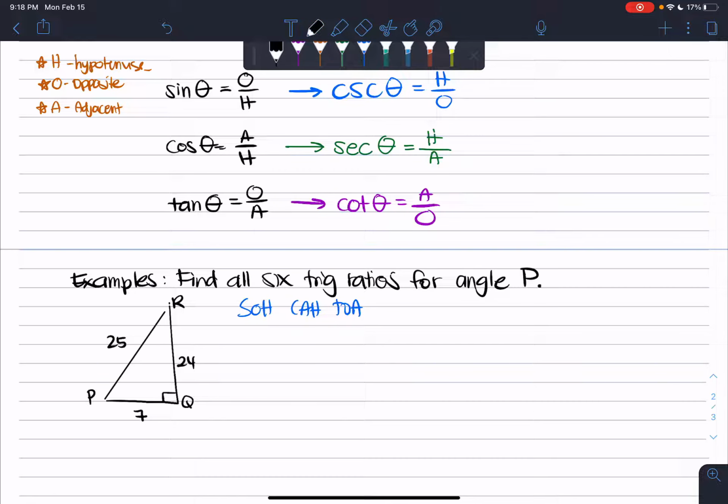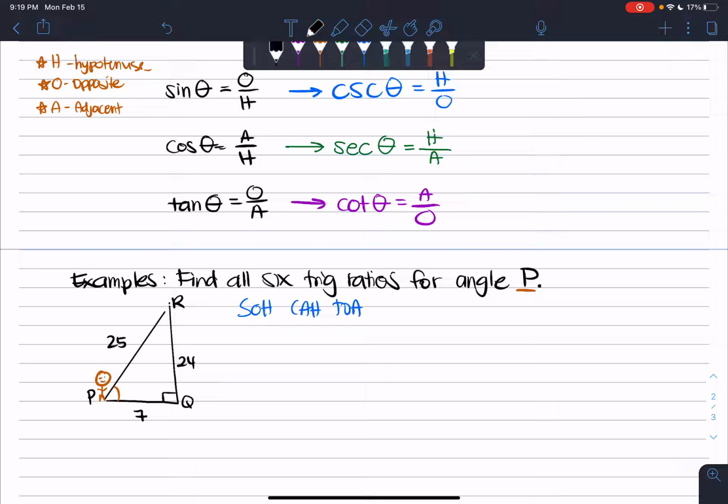So using sine of P, right? Angle P. So I'm going to draw my little buddy here. If it helps you, go ahead and draw them in. If you don't need it, then that works fine too.